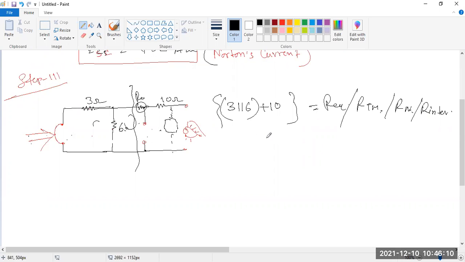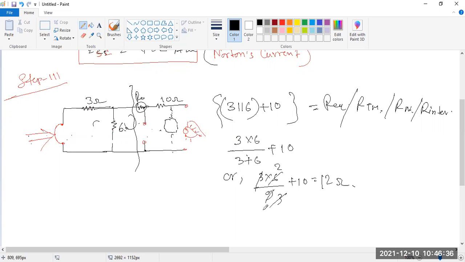So this is 3 and 6. 3 and 6 is 3 into 6 by, this is 3 plus 6 plus 10. So it will give you 3 into 6 divided by 9. So 3 into 6 divided by 9 is 2, plus 10. So it will give you 12 ohm resistance. So this is your 12 ohm resistance. So you can find R internal.